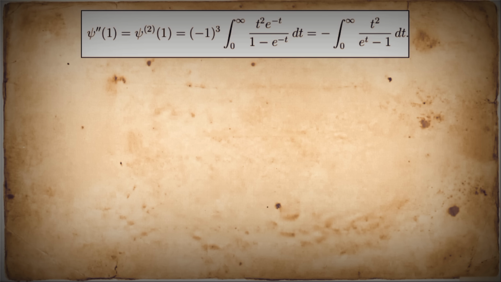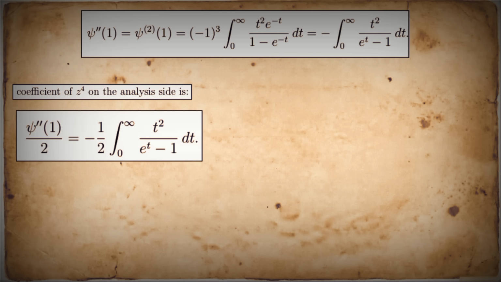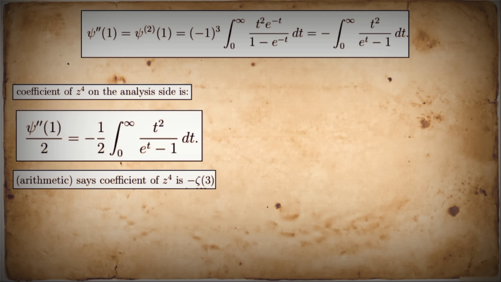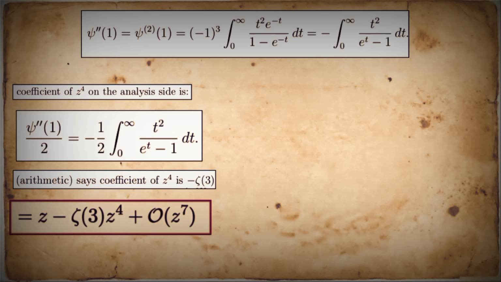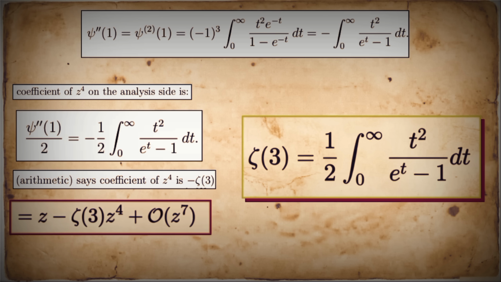The second-order polygamma at 1 is given by its integral formula as -2 times the integral from 0 to infinity of t squared over e to the t minus 1. Substituting this in, the coefficient becomes negative the integral from 0 to infinity of t squared over e to the t minus 1. The negative sign means the analysis side coefficient of z to the fourth is negative that integral. Equating with the product side, which gave negative zeta of 3, and canceling the common negative sign, zeta of 3 equals 1/2 times the integral from 0 to infinity of t squared over e to the t minus 1.